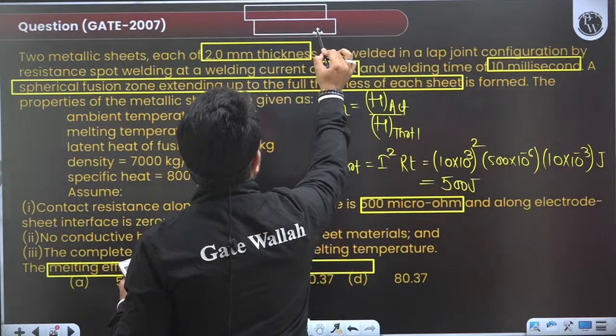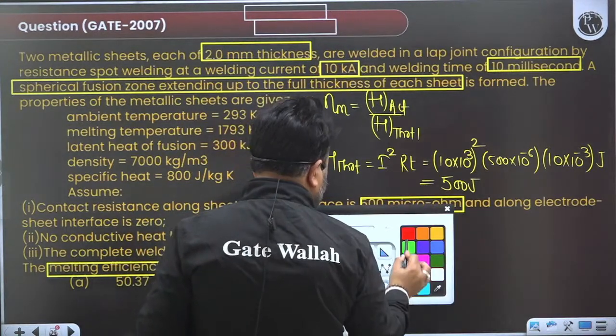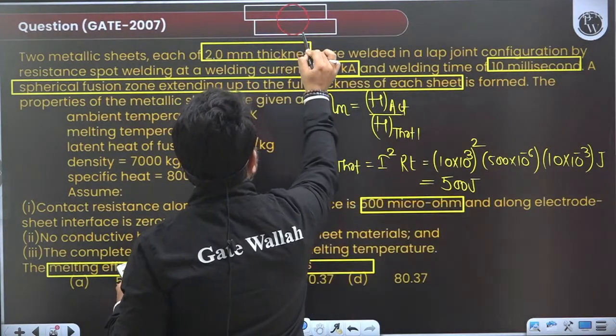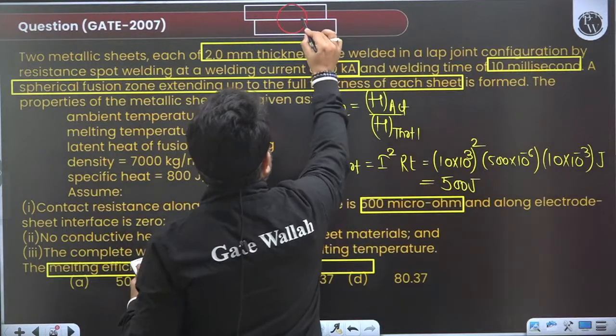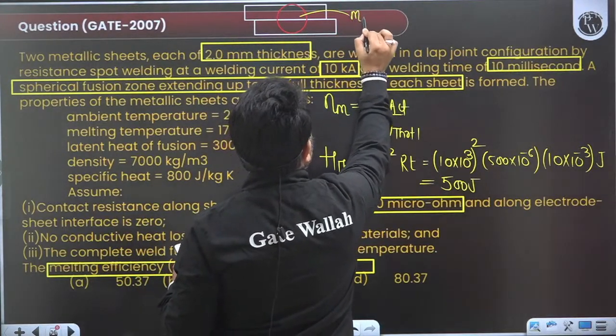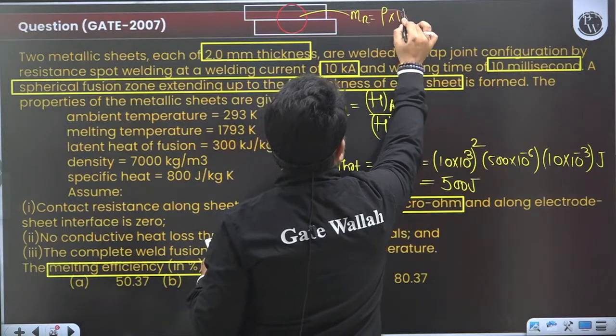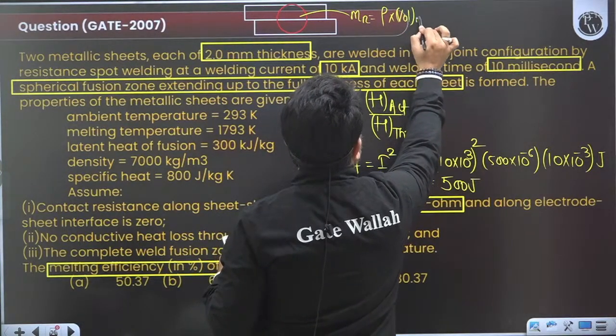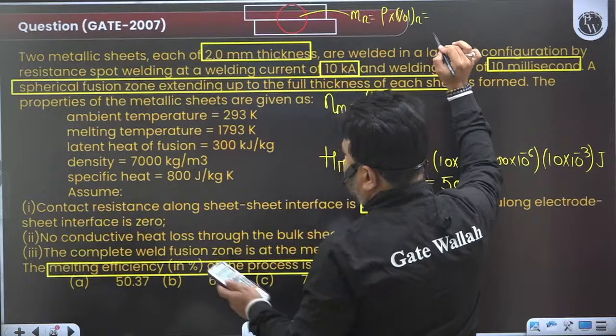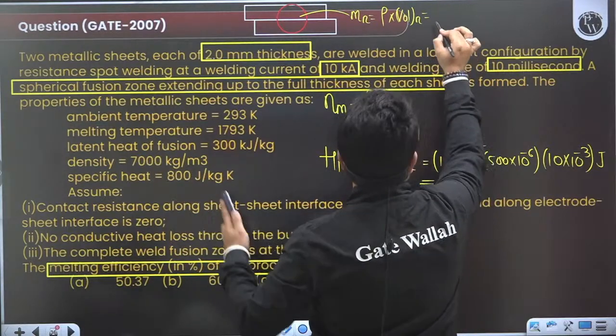Now it is shown that the nugget is forming spherical in shape up to full thickness. This is the nugget. So what is the mass of the nugget? That is density of the plate into volume of the nugget. So the density of the plate is 7000.